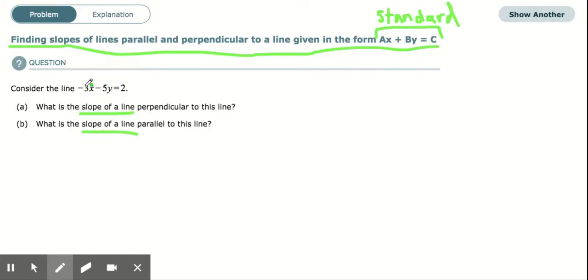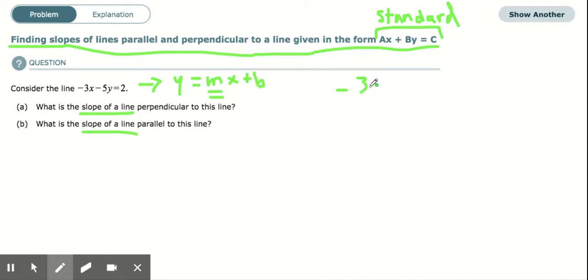Now it's a lot easier to consider this line negative 3x minus 5y equals 2 when it's written in slope-intercept form. Remember, slope-intercept form is when it's in the form y equals mx plus b, or y is by itself. And the m stands for our slope. So let's go ahead and put it in this form so that we can figure out what our slope is.